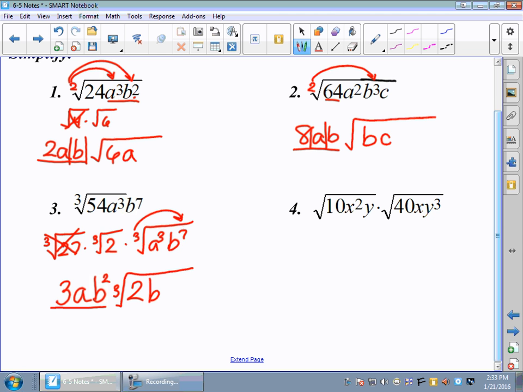And the next one, we've got 2 radicals, so let's put them together first. So 10 times 40 is 400, x squared times x is x cubed, and y times y cubed is y to the 4th. And so when we put them together, the square root of 400 is perfect, it's 20. X cubed becomes an x with an x left over, and y to the 4th becomes y squared. And there we are.